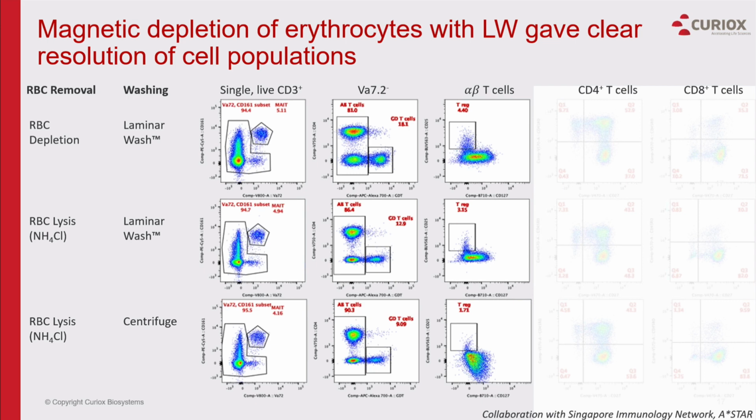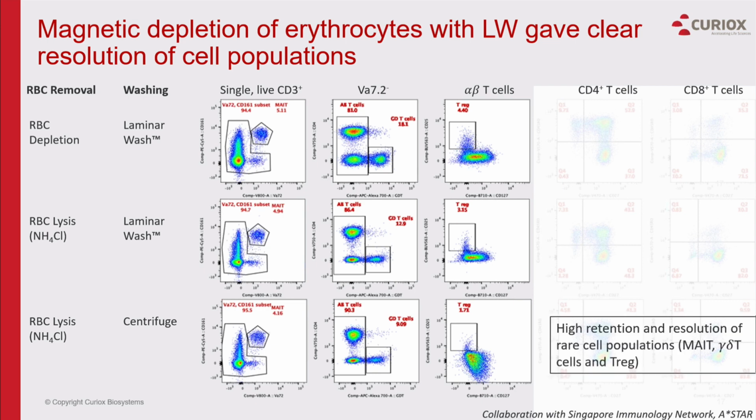And then the bottom panel is our traditional ammonium chloride lyse followed by our traditional centrifugation methods. And as you can see here, when we look at the populations of cells, a rare cell population like these mate cells, gamma delta T cells, and Treg cells, we get a nice clean separation and high retention and resolution of these populations using the combination of bead depletion and laminar wash.